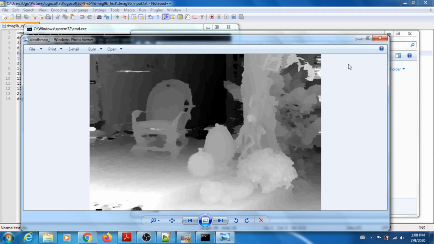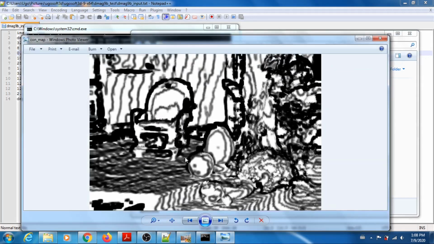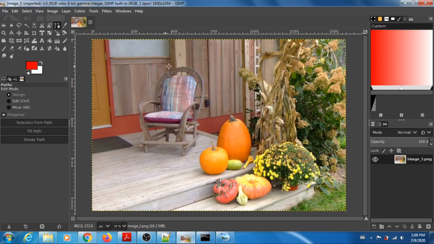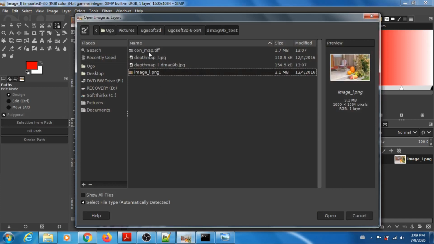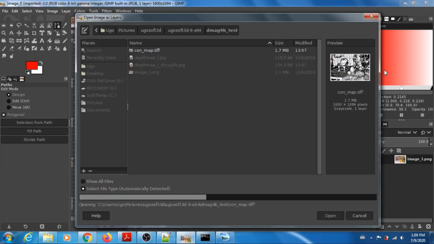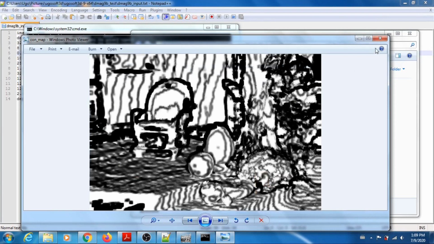And let's see what the confidence map looks like. So that's the confidence map. Let me load that into GIMP. Where is GIMP? It's here. So that's my image. So let me load this confidence map, so that we have a record of it. Okay, so now let's run.